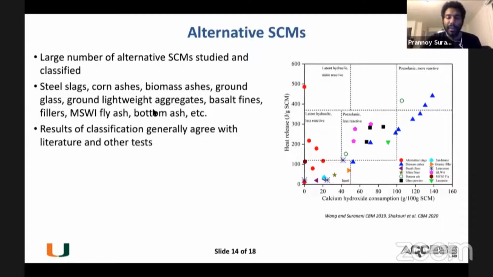And the one thing I want to point out is that this is a screening test. It's not to say that if you measure something to be reactive, you can definitely use it in concrete. No, you have to look at other things as well. But if something is inert, you know that it's inert for sure. So you have to use it in combination with other testing, of course, but as a screening test, it seems to have tremendous potential.